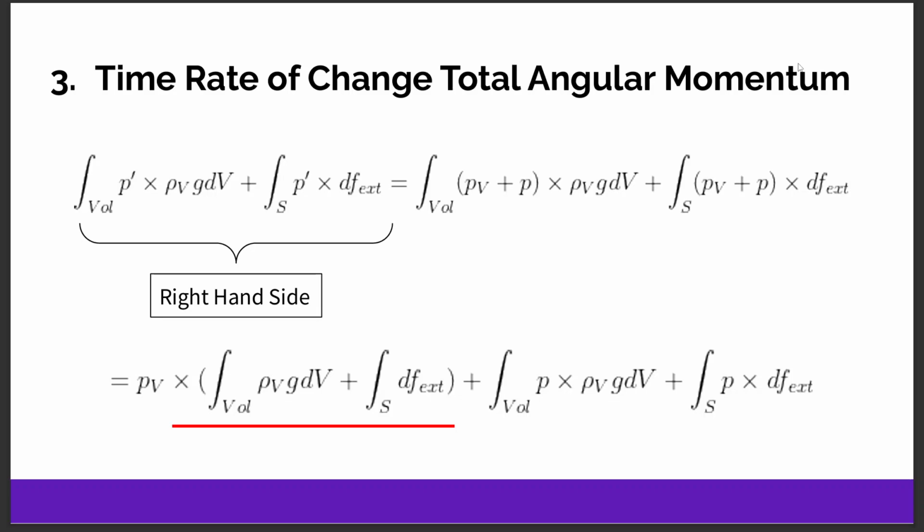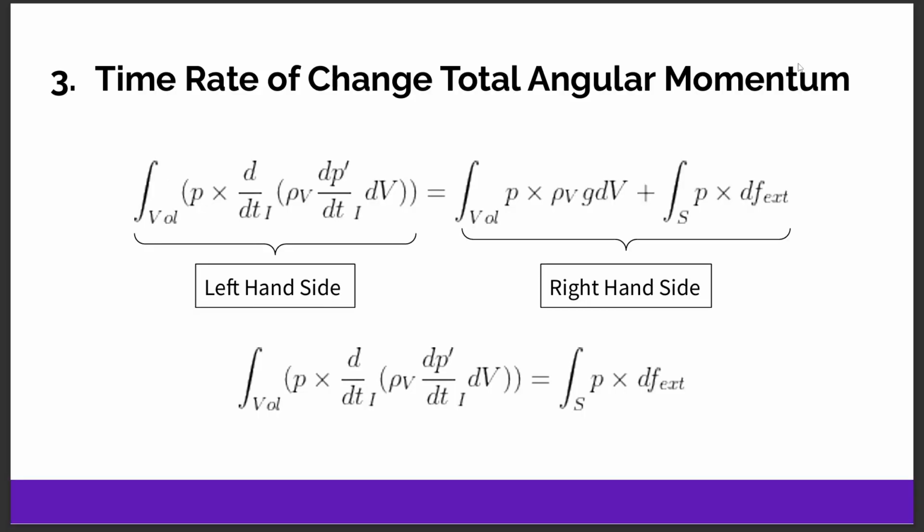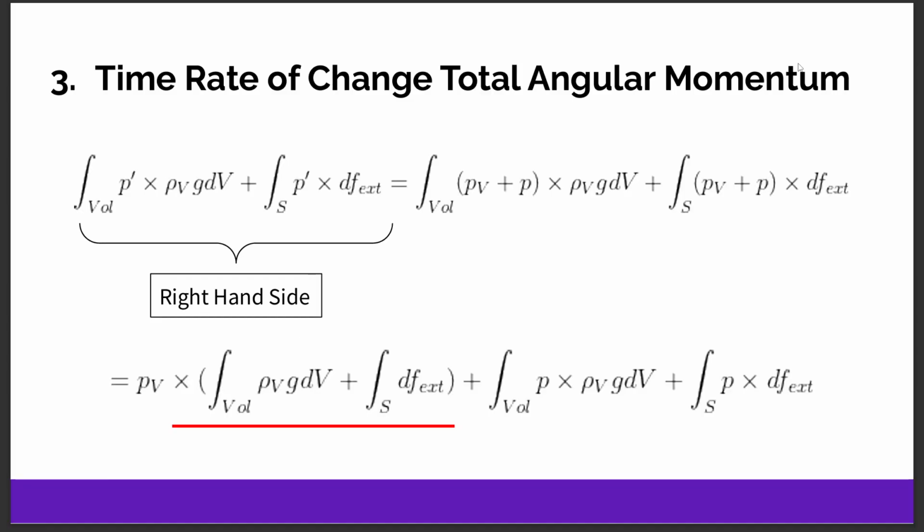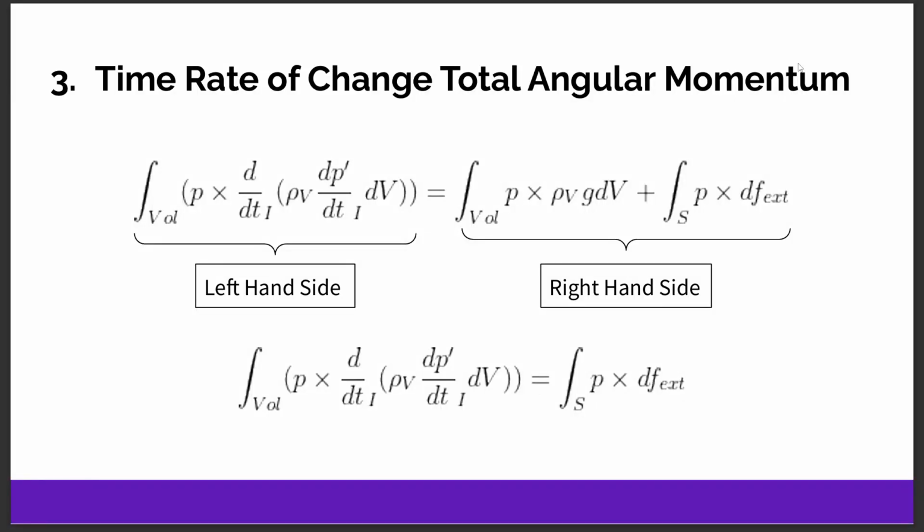So now that we've done that, we can equate the left-hand side and the right-hand side back with each other, and you will notice that the terms underlined in red, and that is this one for the left-hand side and that one for the right-hand side, are actually gone. And the reason for that is because they're equal to each other. When you equate the left-hand side with the right-hand side, they cancel each other out.